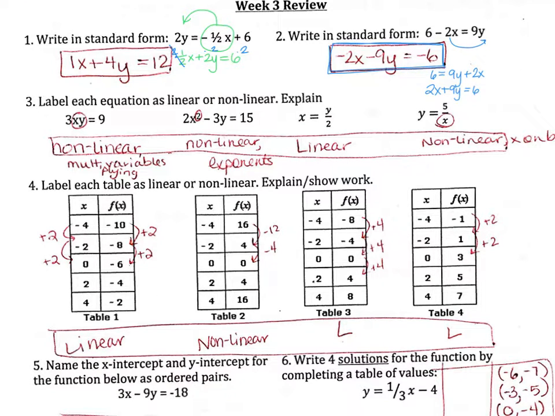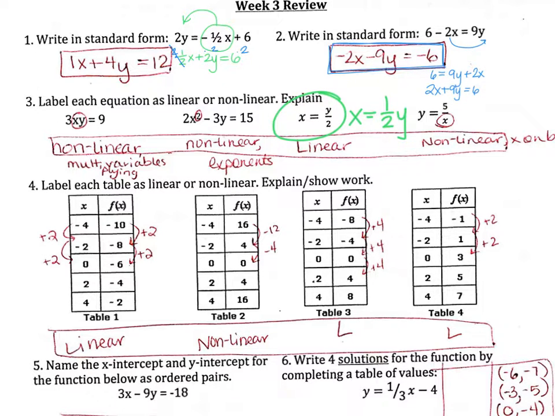Okay, this may be kind of small for you to see. We're going to talk about questions 3 and 4 together. So for question 3, when we're doing linear or nonlinear, remember, nonlinear, we've got a few things. First of all, if you have an exponent on a variable, that's going to make it nonlinear. If you have an x on the bottom, nonlinear. It is okay to have fractions. This equation right here is the same thing as saying x equals 1/2 y. And remember, you're allowed to have fractions. You just can't have a variable in the bottom of a fraction.